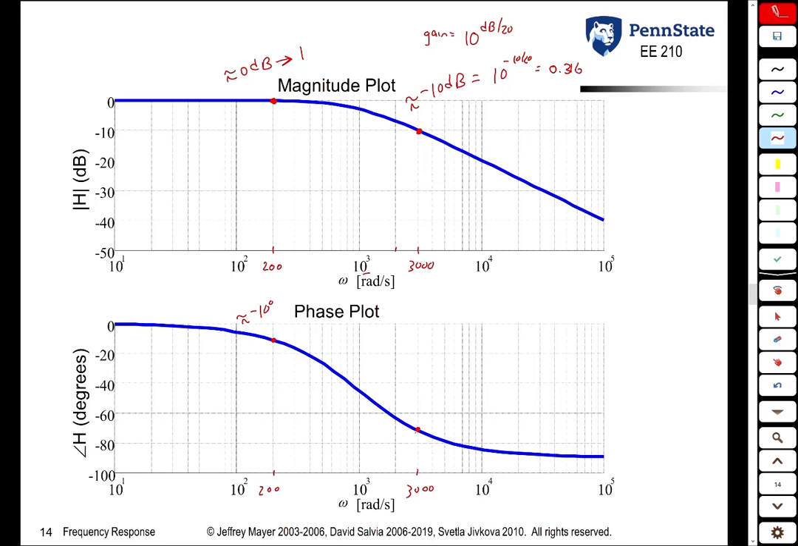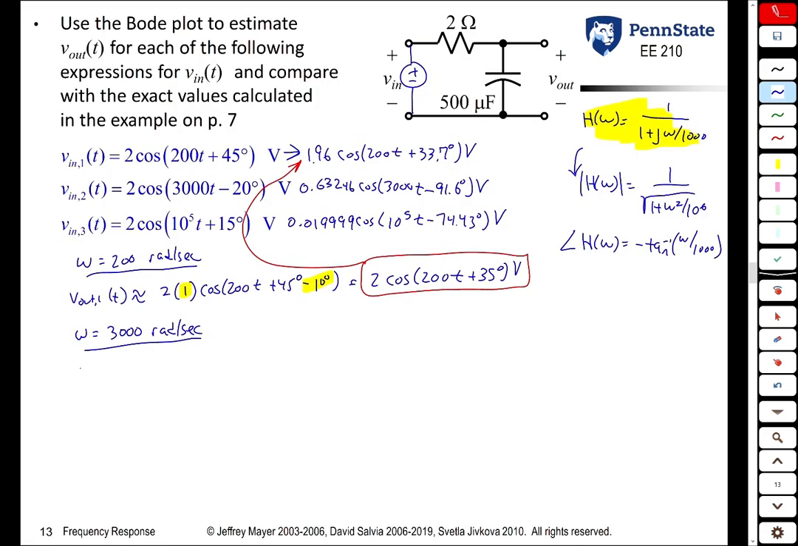If you look at the phase, once again, it's an approximation. It looks like it's about at minus 72 degrees. So in this case, v_out2 is approximately 2 times 0.316 times cosine of 3000t minus 20 degrees minus 72 degrees, which is 0.632 cosine 3000t minus 92 degrees.